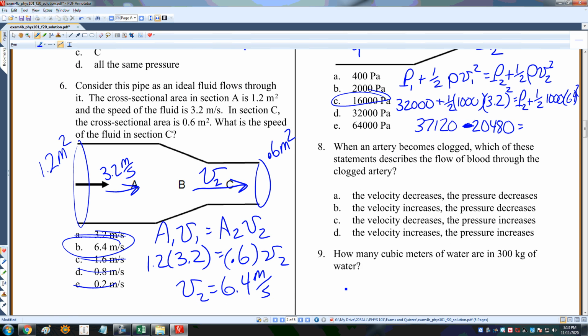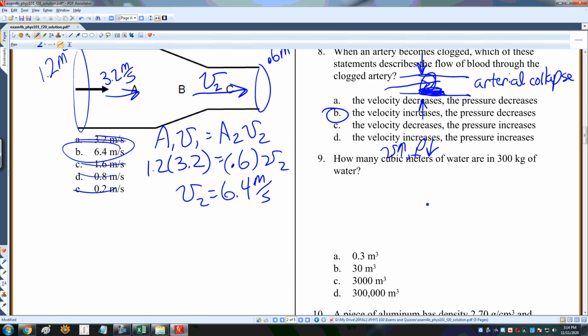When an artery becomes clogged, which of these statements describes the flow of blood through the clogged artery? Well, if I have an artery and I get a blockage right here, then I know that this blood flow is going to go faster right here. And if the velocity goes up, I know that the pressure will go down. So the velocity increases and the pressure decreases. As we talked about before, this can lead to arterial collapse because you get such a low pressure inside of that artery. The pressure on the outside of the artery will just cause it to collapse.